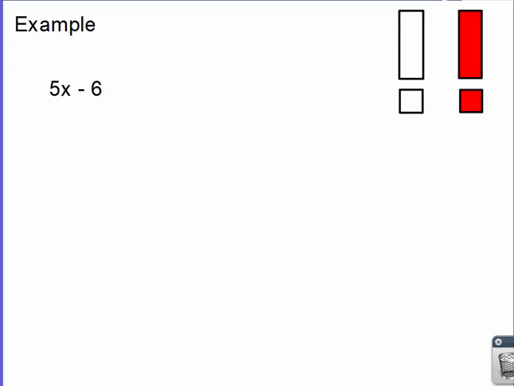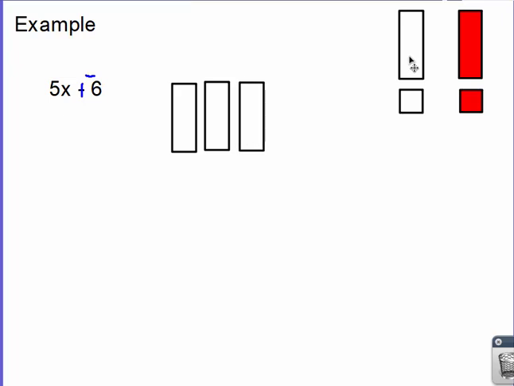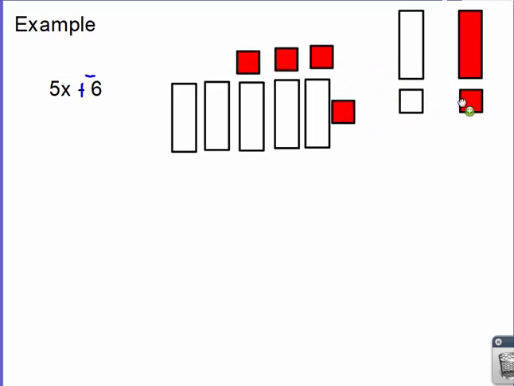Well, what if I gave you a 5x minus 6? Well, the one thing is you cannot model a subtraction problem. Okay, because we're building models, which means we're putting things together, which means the model has to be an addition problem. So just like we have been doing, if you see a minus, we change subtraction to addition, the next number to its opposite. Now I can build the model. So now this says 5x, so that means I need 5 open longs and 6 closed squares. And that would represent our 5x plus negative 6.